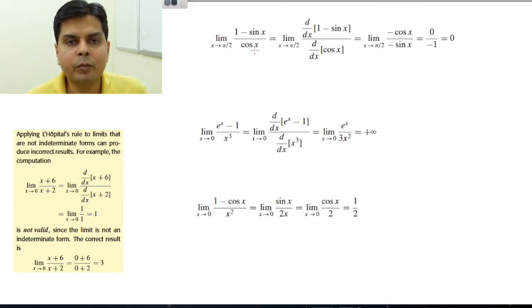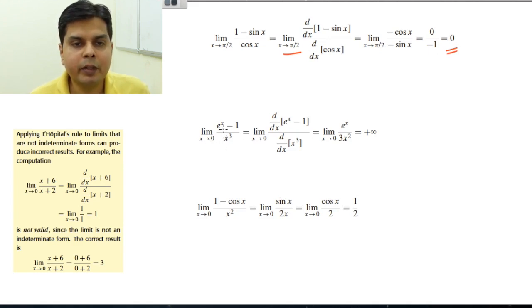Suppose I have to find the limit of (1 minus sin x) by cos x as x tends to pi by 2. You differentiate numerator and denominator, you get minus cos x by minus sin x, and you get the answer as 0. Similarly, if you have to find limit x tends to 0, (e to the power x minus 1) by x cube, you differentiate it, you get e to the x here and 3x square, and you get plus infinity. If you have to find limit x tends to 0, (1 minus cos x) by x square, you get sin x by 2x, which is equal to cos x by 2, which is equal to half.